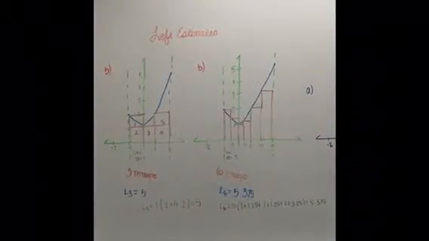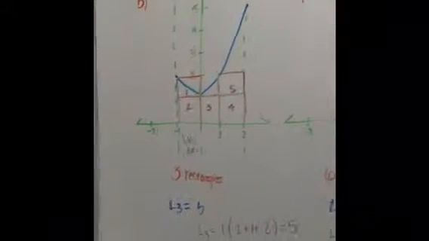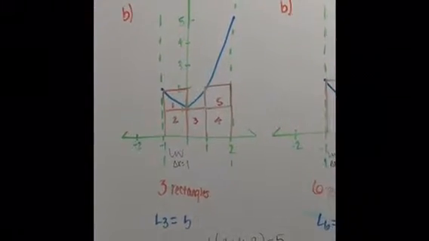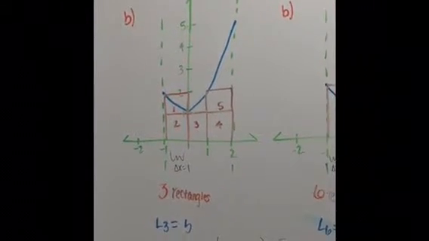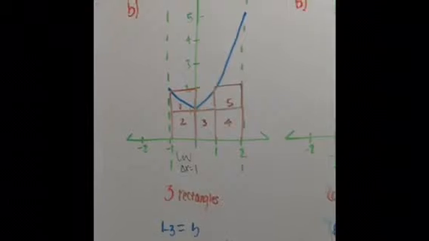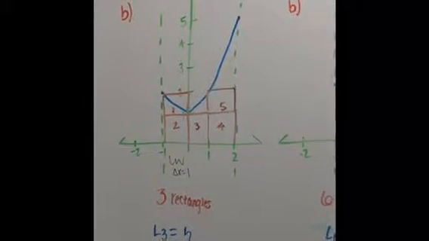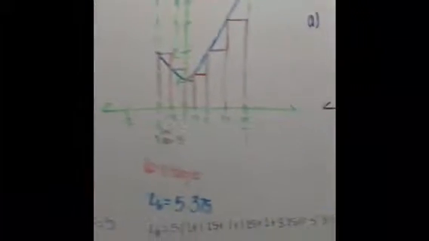Here we have part B, which is the left-hand estimate. On the left we have 3 rectangles, which again is a small number because the rectangles are under the equation, which means it's going to be a smaller estimate. Again, you can pretty much count the rectangles, count the blocks, and that gives you the area.